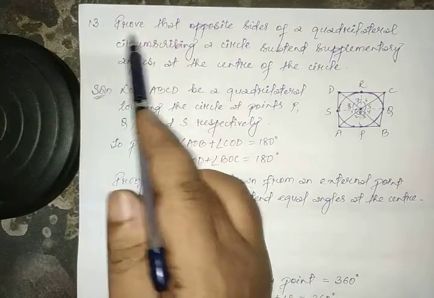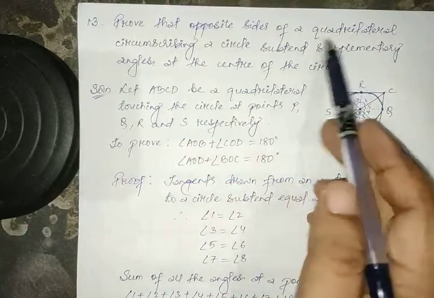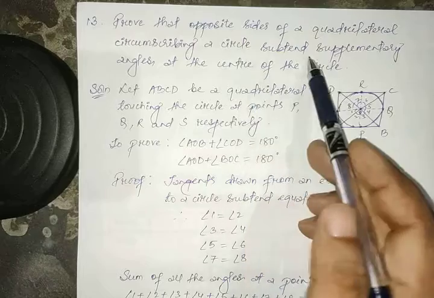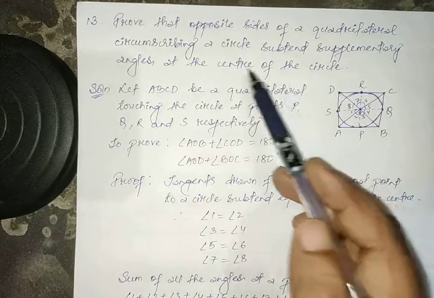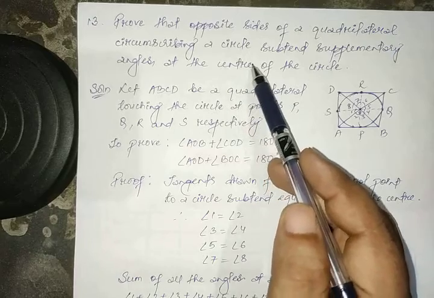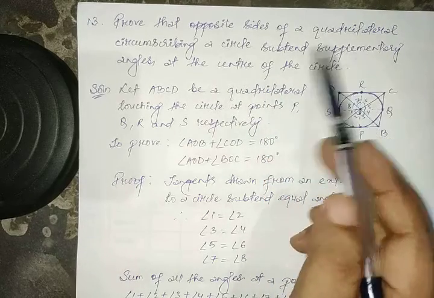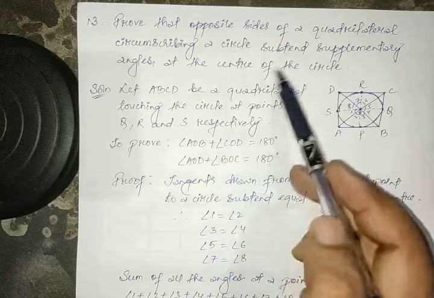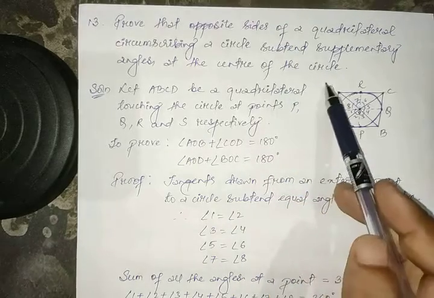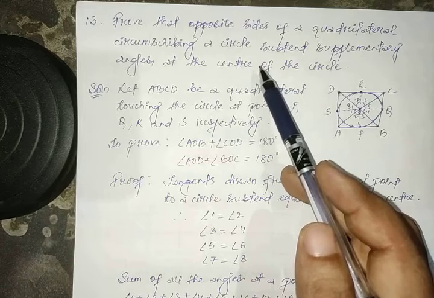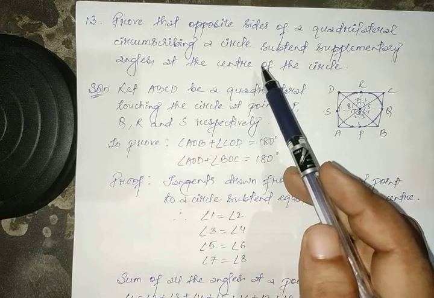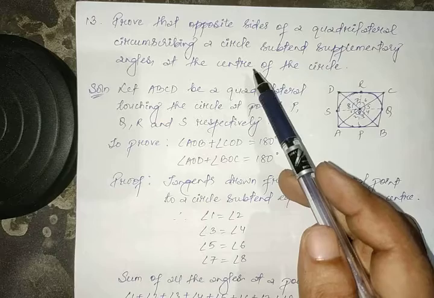Okay, now question number 13. Prove that opposite sides of a quadrilateral circumscribing a circle subtend supplementary angles at the center of the circle. So here in this question, what they have said is that opposite sides of a quadrilateral circumscribing a circle, that means the quadrilateral is touching the circle, subtend supplementary angles. Supplementary angles means the sum of two angles should be equal to 180 degrees. So that we have to prove.